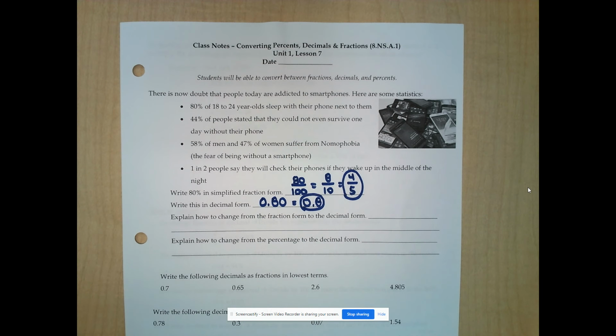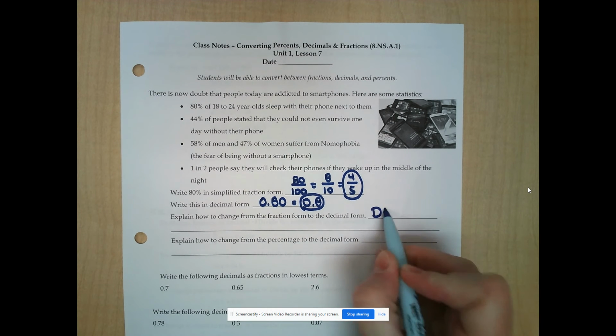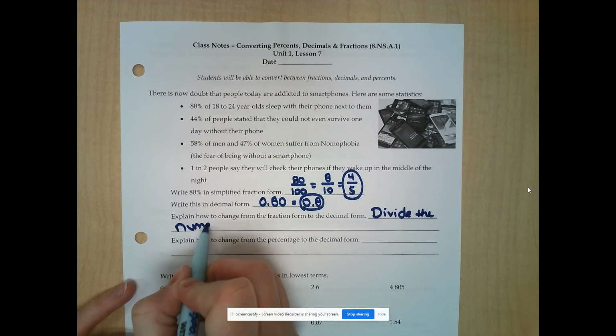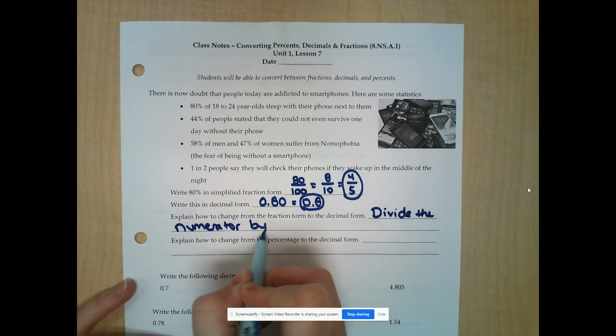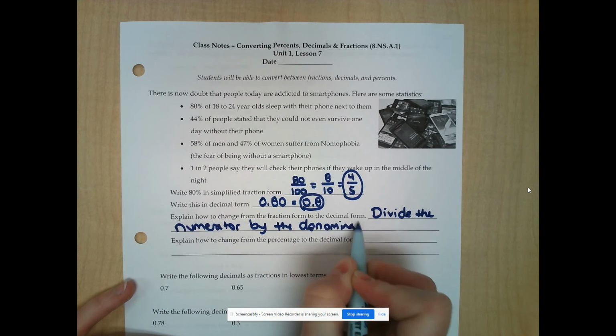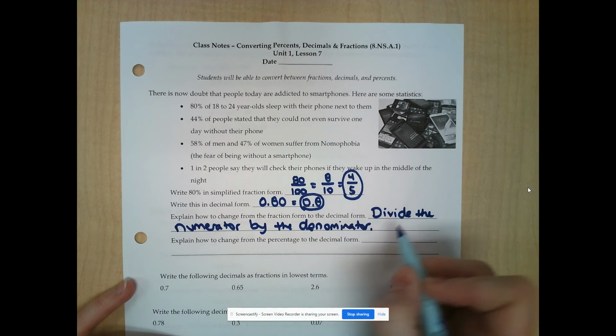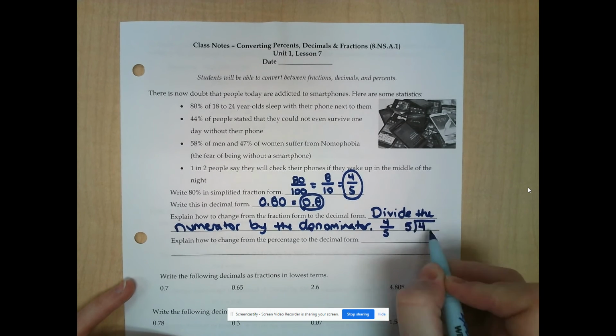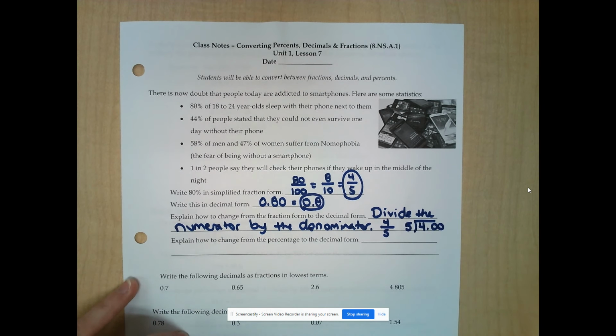Explain how to change from the fraction form to the decimal form. So there are some that you may have memorized, but if you don't, the easiest way to do that is to divide the numerator by the denominator. So for example, if you have 4/5 as a fraction, that is the same as 4 divided by 5, and you would have to do some long division.